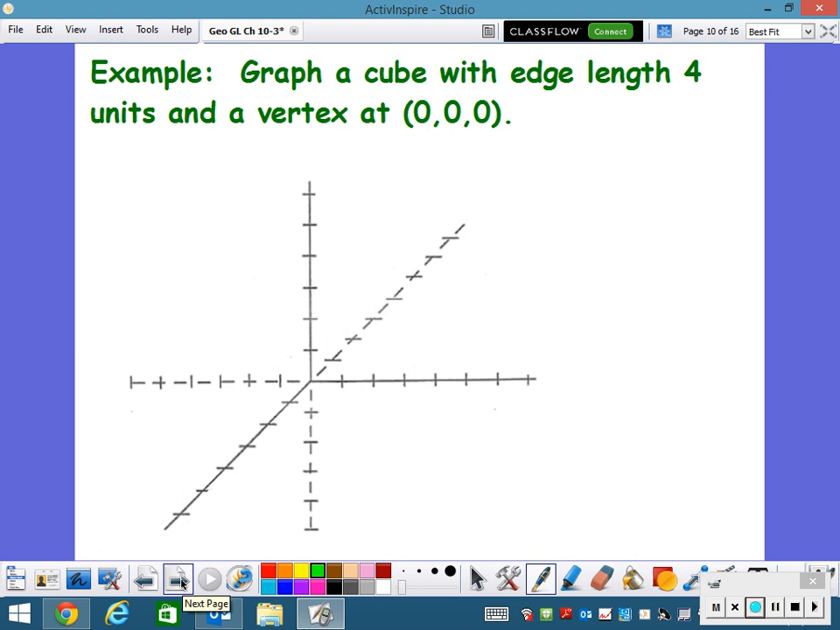So now we're going to graph a cube with the edge length of 4 units and a vertex of 0, 0, 0. Since we're doing 3D pictures, we need a 3D graph.